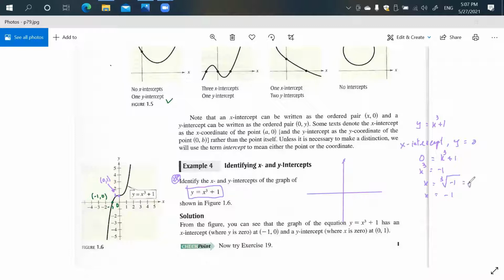Why? Because you can see this is a cube root, right? Inside, negative 1 is what? It is negative 1 times negative 1 times negative 1, 3 times.